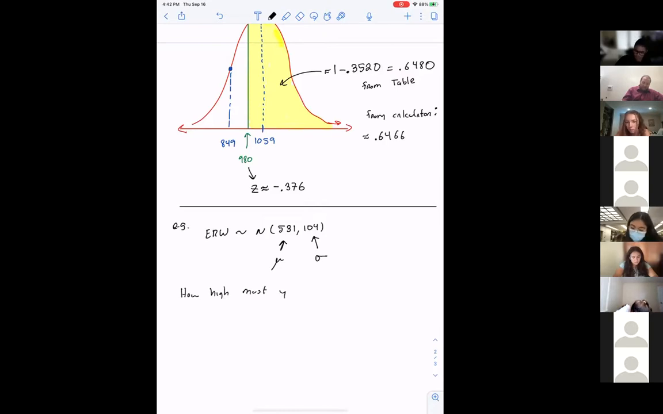The question says as follows: how high must you score so that you fall in the top 10%? How high must you score so that you fall in the top 10%?